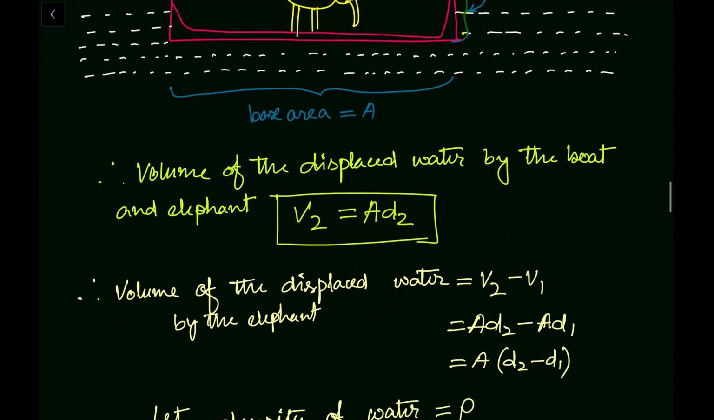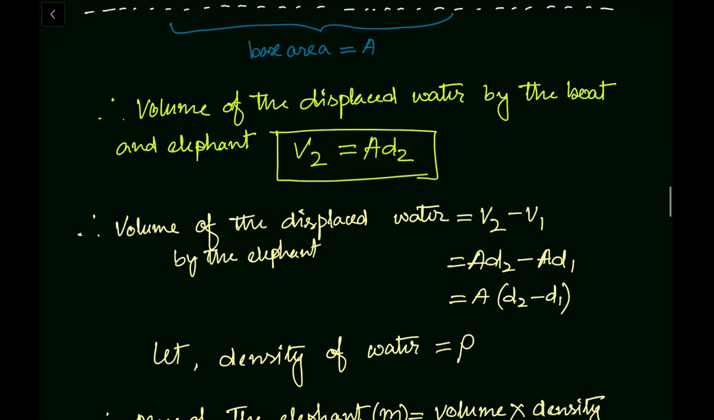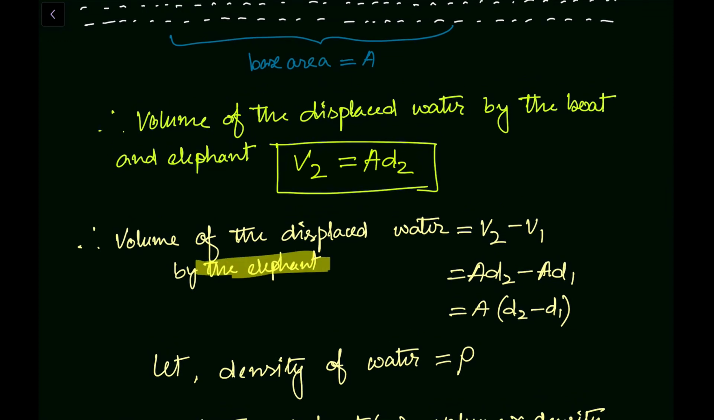Now the volume of the displaced water by the elephant only. We have to consider the total volume and subtract the volume displaced by the boat only, V1. So we replace with A D2, and V1 is A D1. We can take A common and we have A times D2 minus D1.